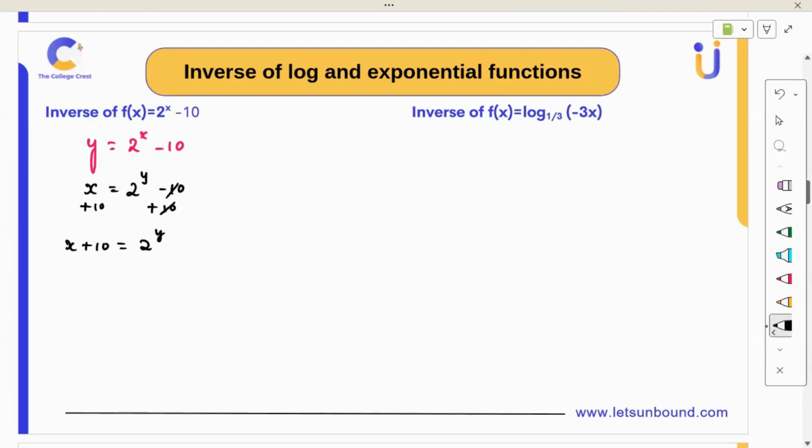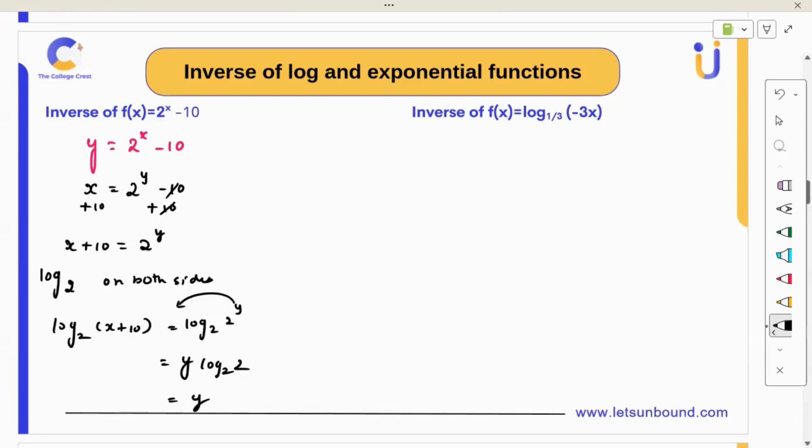I should bring y to the normal place. So I will be taking log with base 2 on both sides. Right? So log with base 2 of x plus 10 equal to log with base 2 of 2 power y. Now your log has an input which has a power. You can apply the power rule. So it's y log 2, which is just y. And we got this, log 2 of x plus 10. This is your inverse. This y you can change into f inverse of x. Right? So we started with an exponential. The inverse ended with a log. Of course, it will end with a log.